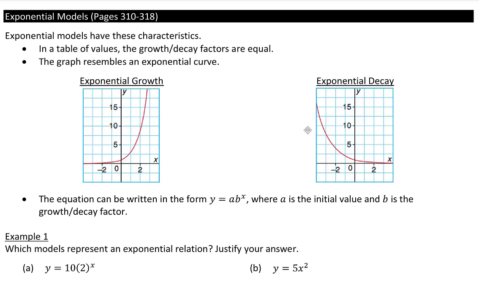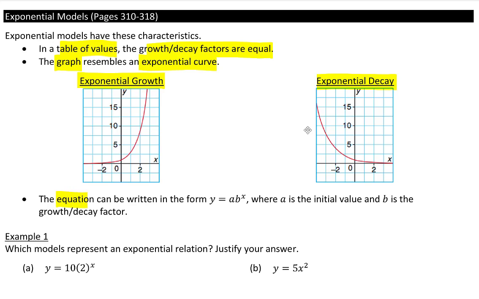And finally, we're going to take a look at exponential models. Exponential models have the following characteristics. In a table of values, the growth or decay factors are equal. The graph represents an exponential curve. And notice we have exponential growth. It keeps on increasing from left to right. And exponential decay. The graph decreases from left to right.